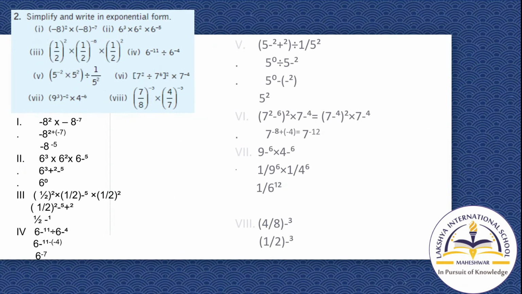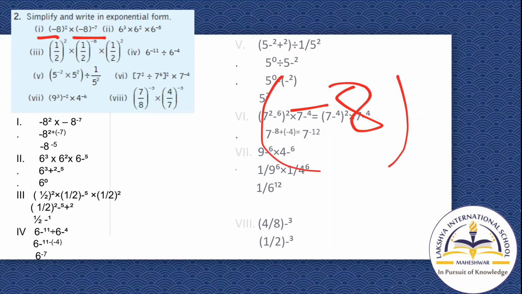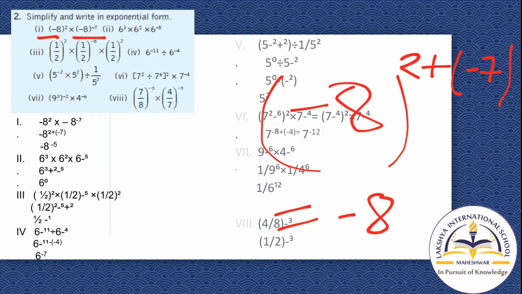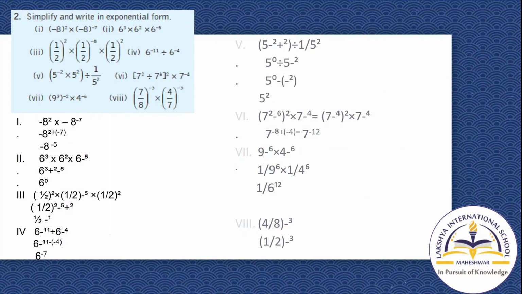Now we will solve question number 2. Simplify and write in exponential form: minus 8 to the power 2 into minus 8 to the power minus 7. You can see the base is same, which is minus 8, and there is a multiplication sign in between them, so the powers will get added. 2 plus minus 7. Now what will be the answer? 2 minus 7, that is minus 5. So minus 8 to the power minus 5 will be the answer.